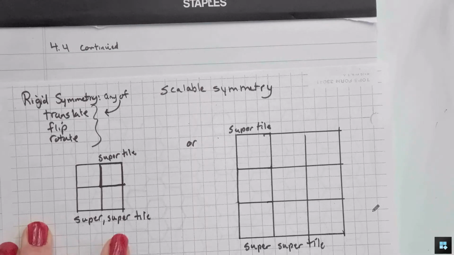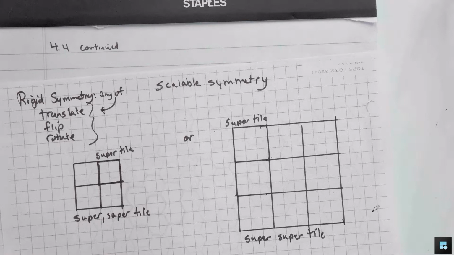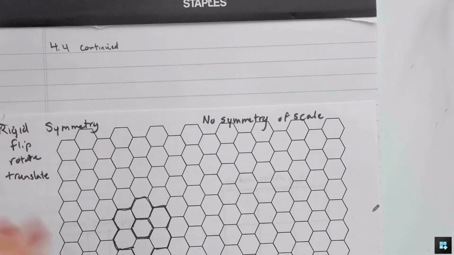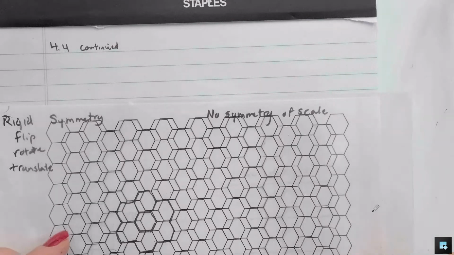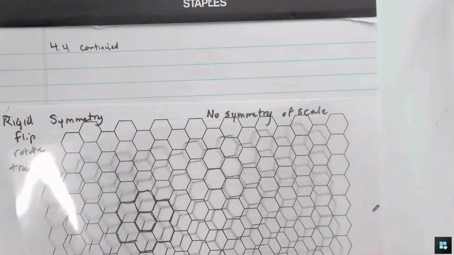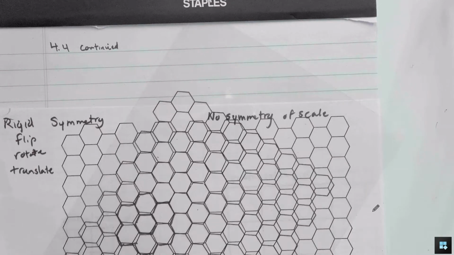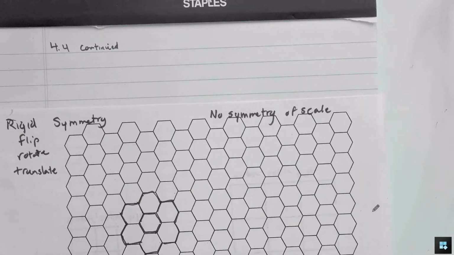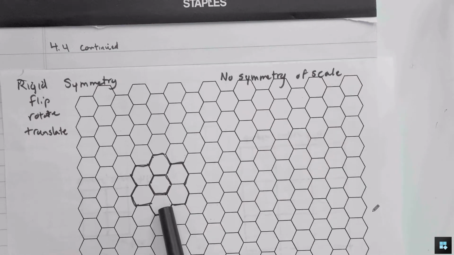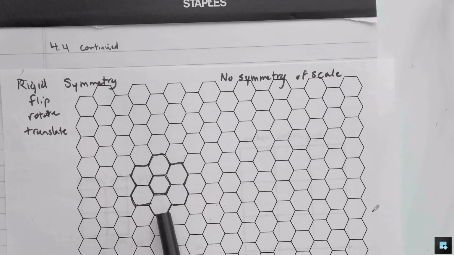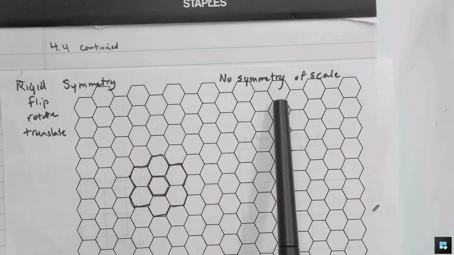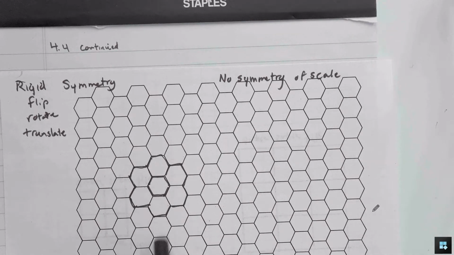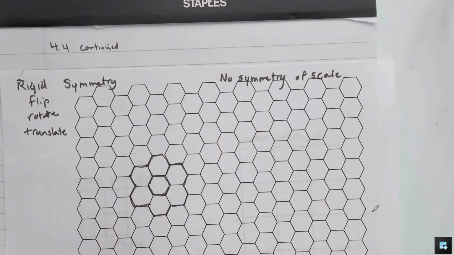So we saw that these squares had both, the square tiling had both rigid symmetry and scalable symmetry. The hexagon tiling had the rigid symmetry, as you can see as I move this transparency about. But it had no symmetry of scale. No matter how I arrange these hexagons together, I'm not getting another hexagon. I'm just getting this kind of a flower shape, which is nice, but not symmetry of scale. So this hexagon shape had no symmetry of scale because I couldn't build a larger hexagon by just grouping the hexagons together that I had.